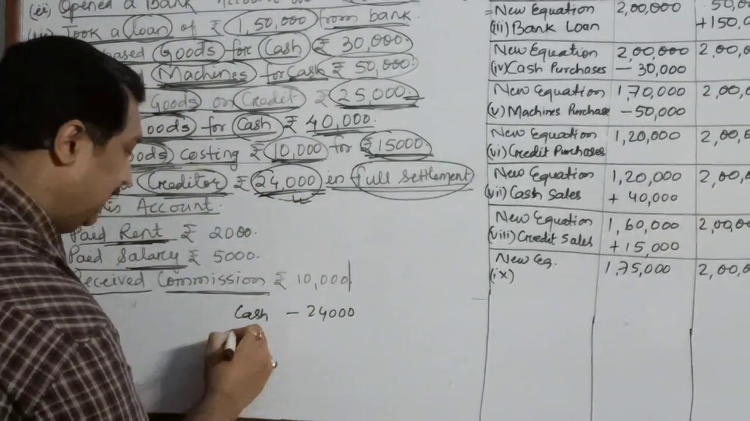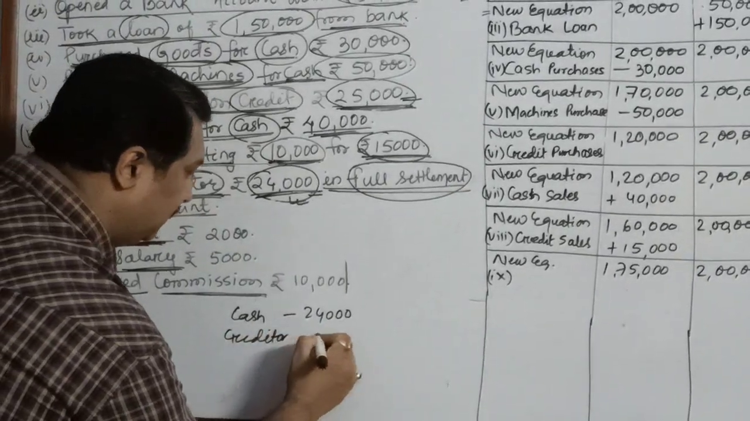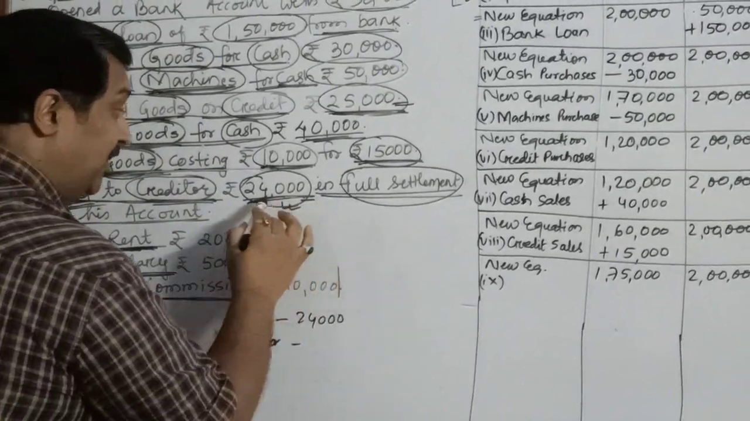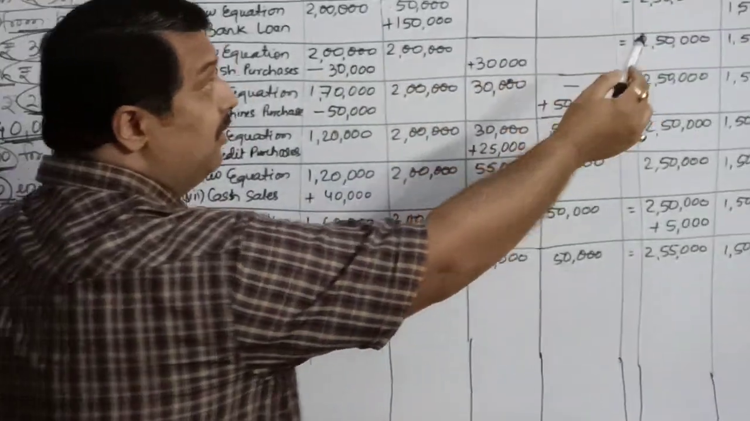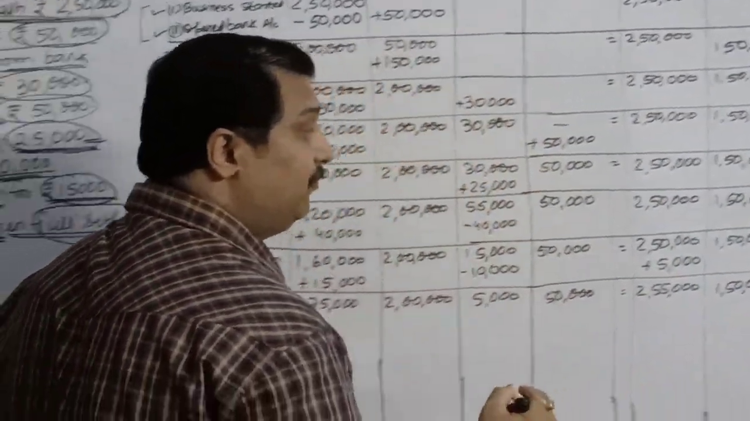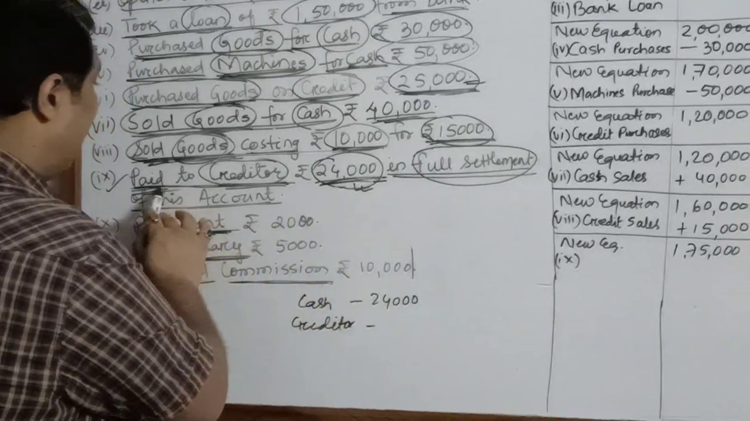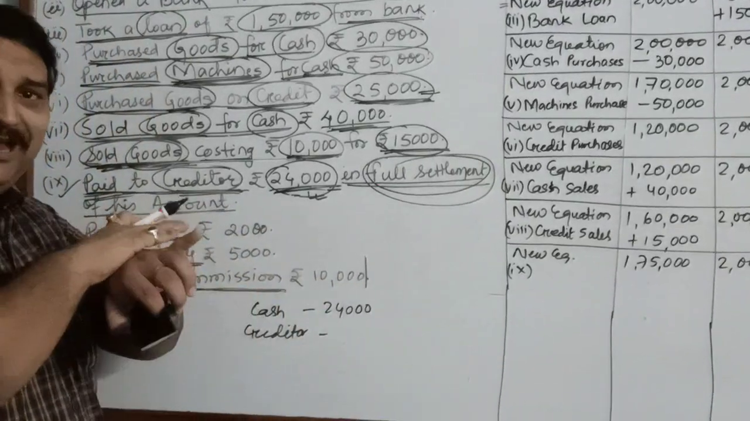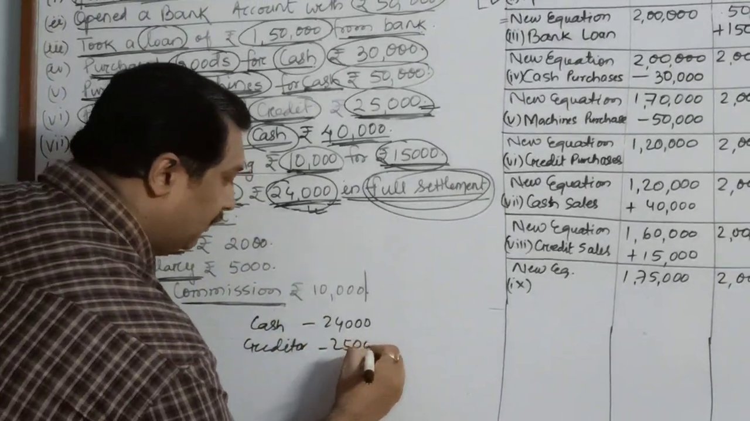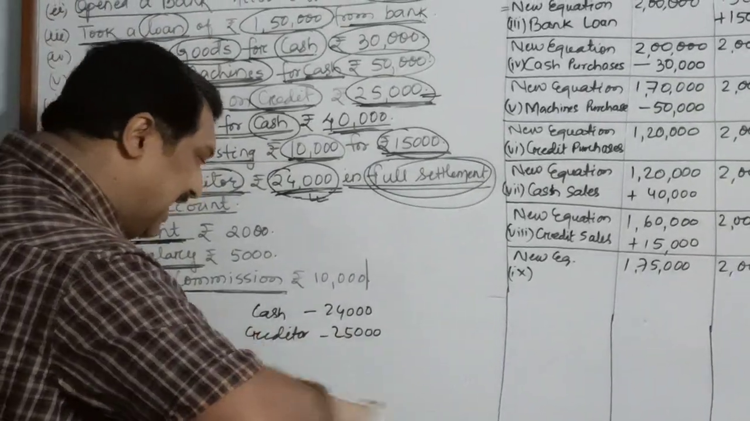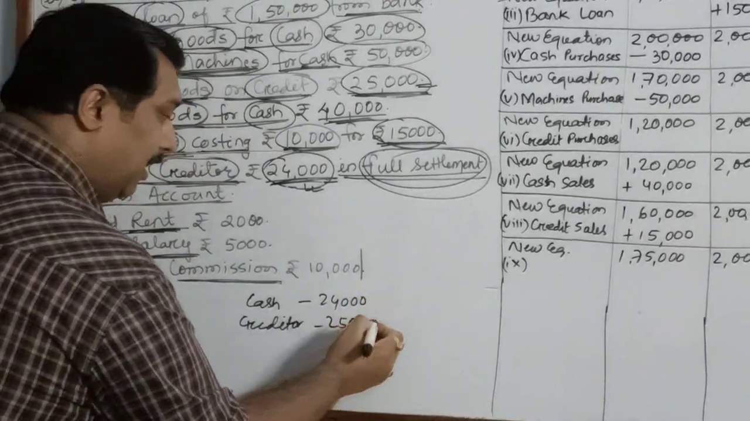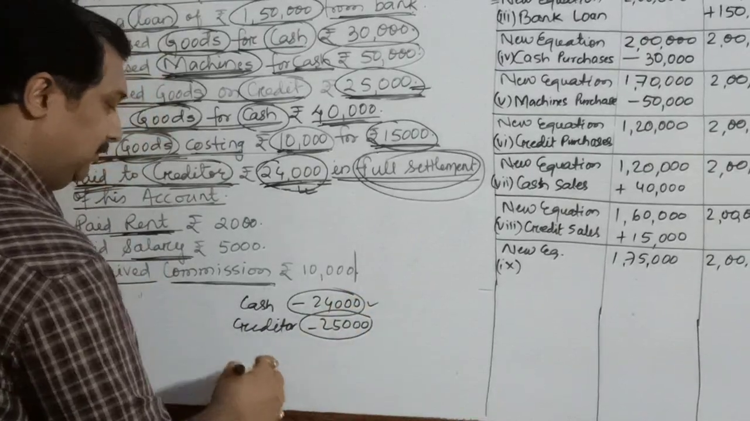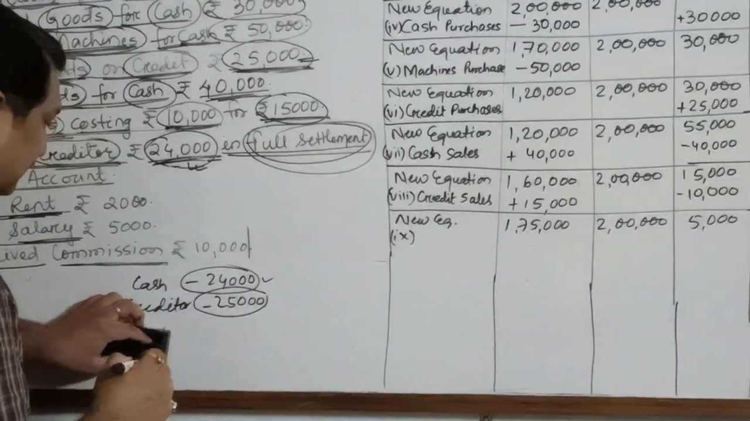To whom? Creditors. Since I am paying my creditors, my creditors will also decrease. How much were my creditors? If you see the equation, your creditors are rupees 25,000. And the sentence says we have paid creditors in full settlement. That means the creditor account is completely closed. So my entire creditor balance is getting cancelled. I was supposed to pay 25,000, but I have paid 24,000.